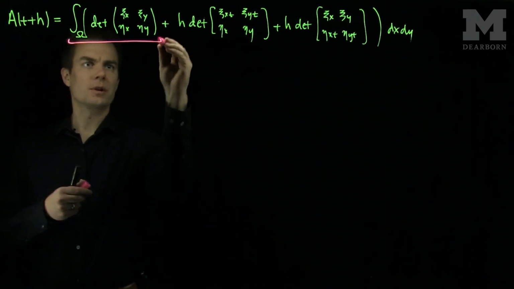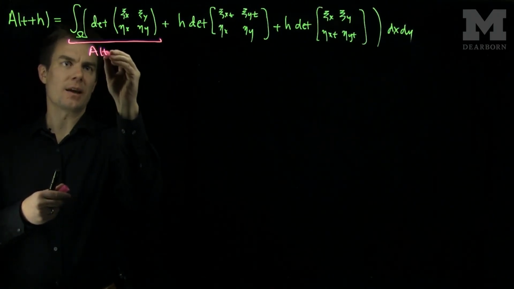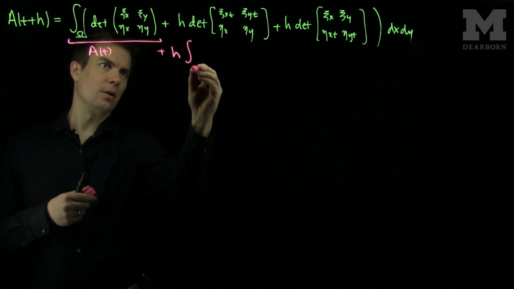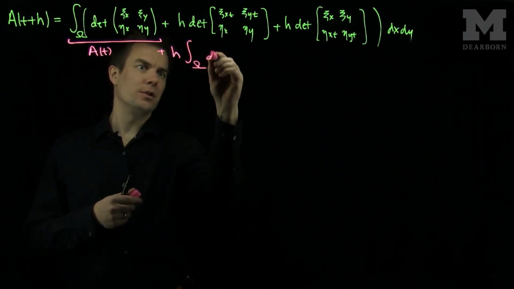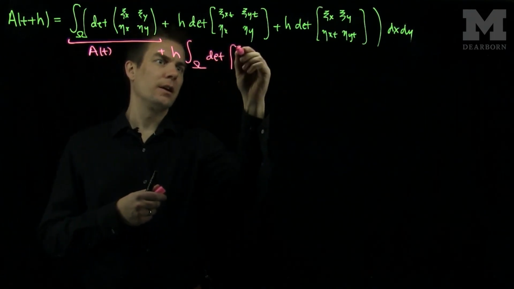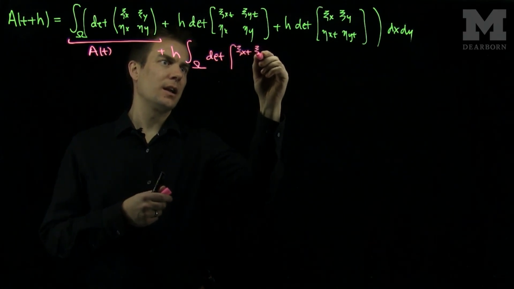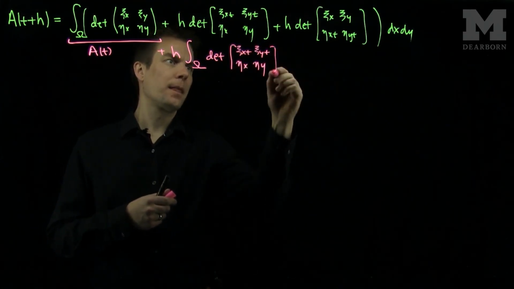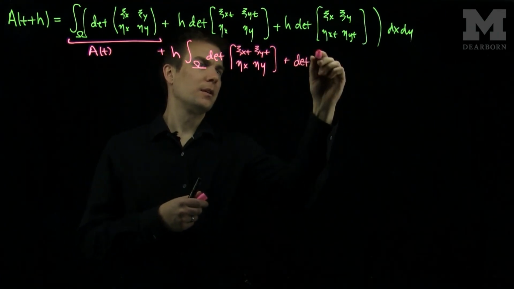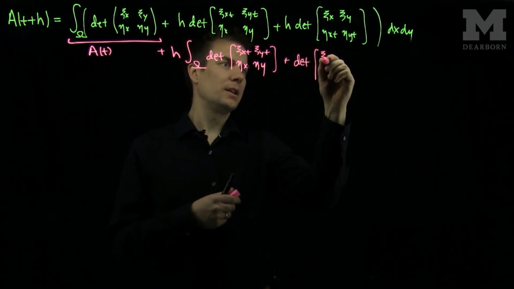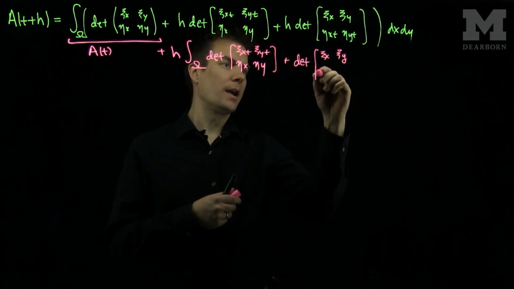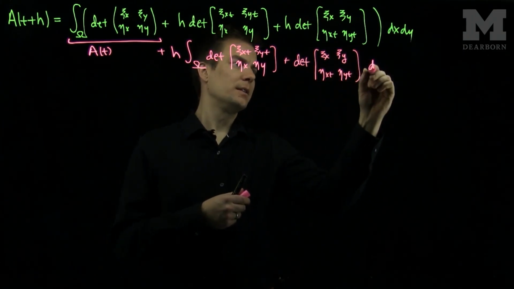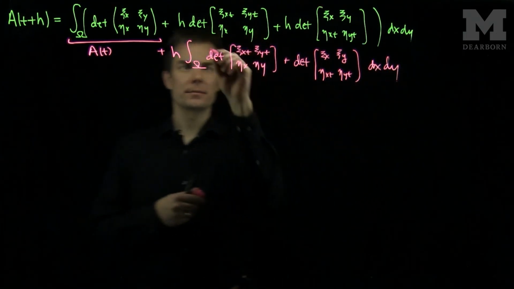And this first portion is exactly just A of t, and then we'll have plus h times the integral over omega of these other two determinants: the determinant of xi_xt, xi_yt, eta_x, eta_y, plus the determinant of xi_x, xi_y, eta_xt, eta_yt, dx dy.